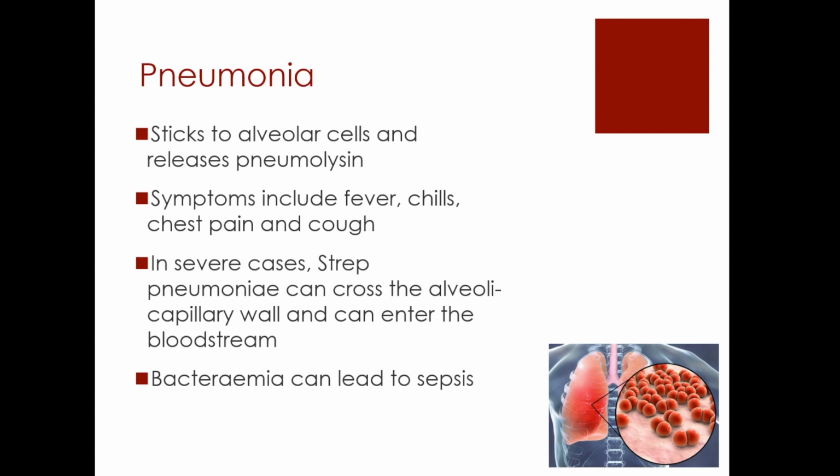Now, in severe cases, strep pneumonia can cross the alveoli capillary wall and can then enter the bloodstream. And we spoke about this before. Once bacteria is in the bloodstream, we call this bacteremia. Now, bacteremia can, of course, lead to sepsis. So it can lead to hypoperfusion of the vital organs. And if the vital organs are not receiving sufficient blood, then this is the body's immune response to the bacteremia, which is sepsis. And of course, this is life-threatening.